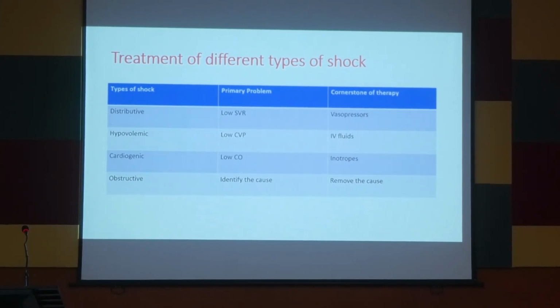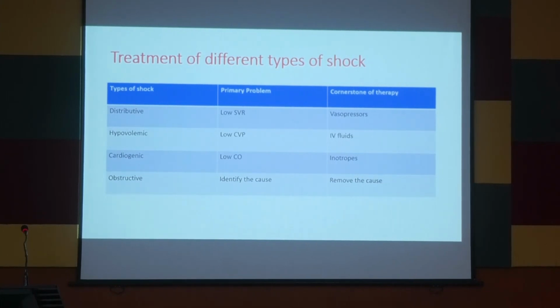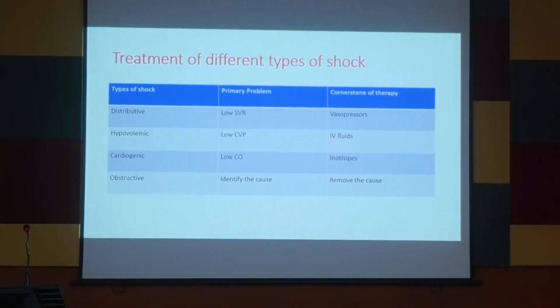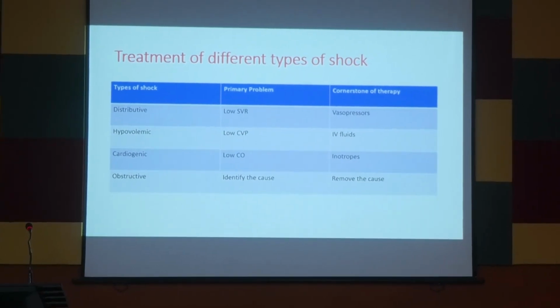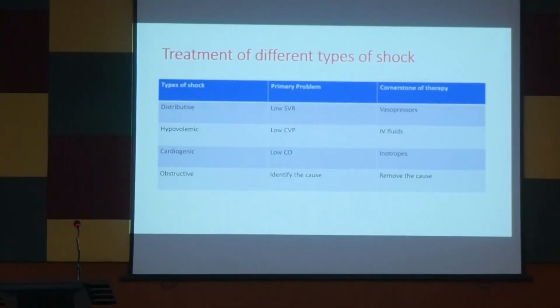You have to give IV fluids, everything. If you have sepsis, you have to give antibiotics, everything. But the cornerstone, to revert this pathology, you have to give vasopressor, okay. So if someone gives you an MCQ, asking what is most important for treating this, apart from all these, vasopressor is a must. That's the first thing, okay. You have to give fluids and antibiotics as an adjunct.